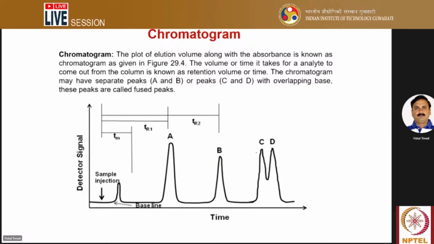You have the different peaks, and A and B are widely separated, so this column is good enough to have a resolution so that A and B get separated, whereas C and D are not able to separate. They are not being resolved by the column, and that is because C and D are sharing a base.